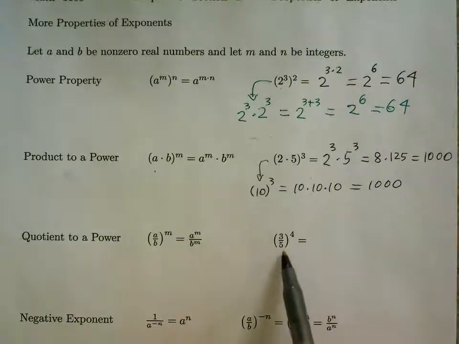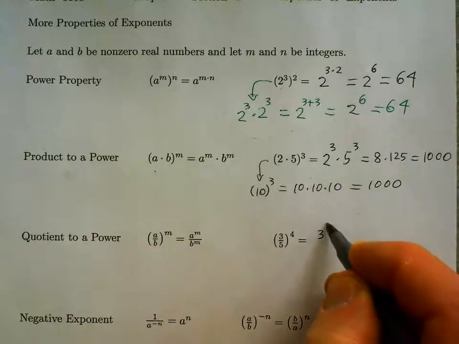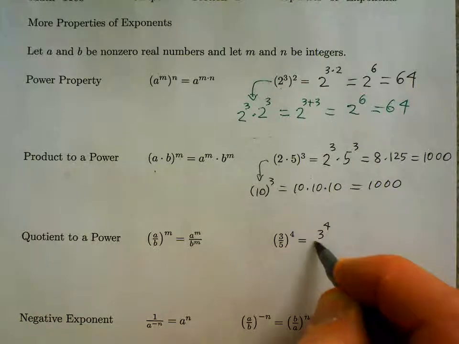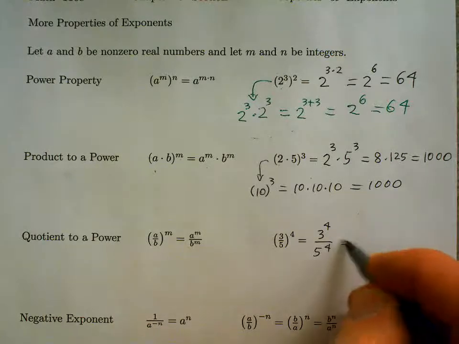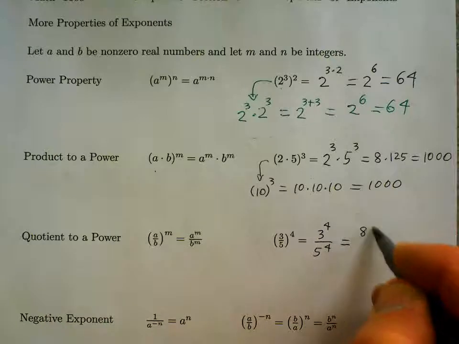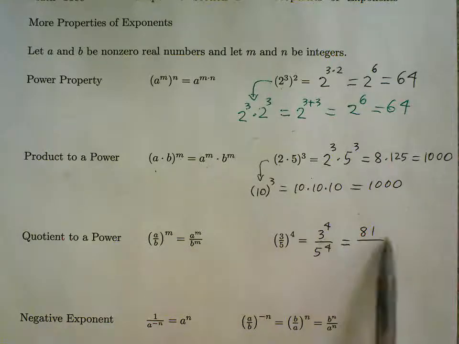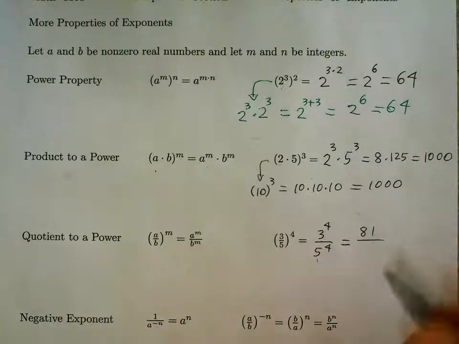In this example, 3 over 5 to the fourth, this is 3 to the fourth over 5 to the fourth. And 3 to the fourth, 3 times 3 is 9, times 3 is 27, times 3 is 81. So 3 to the fourth is 81. 5 to the fourth is 625.